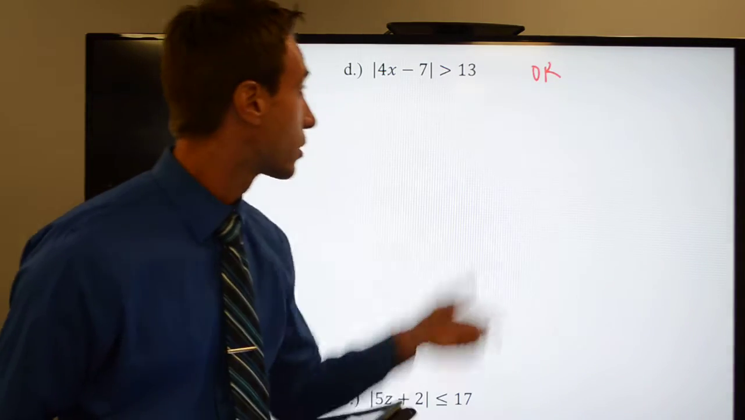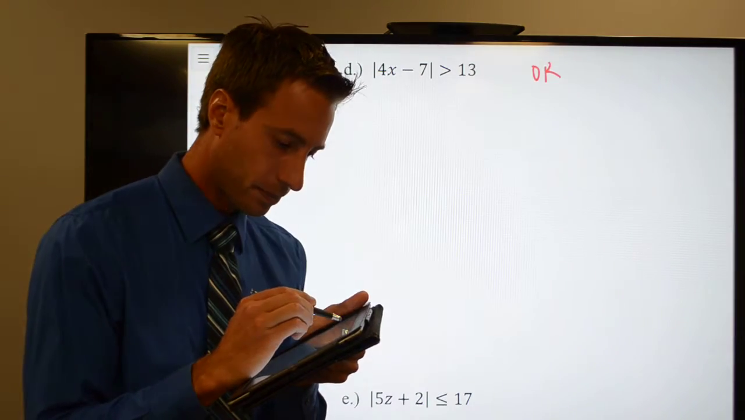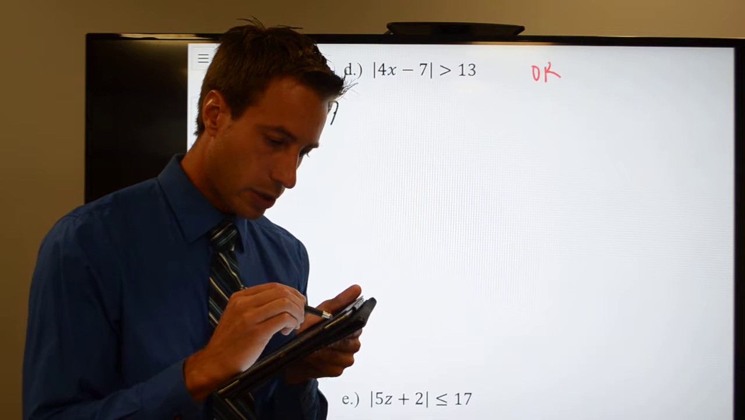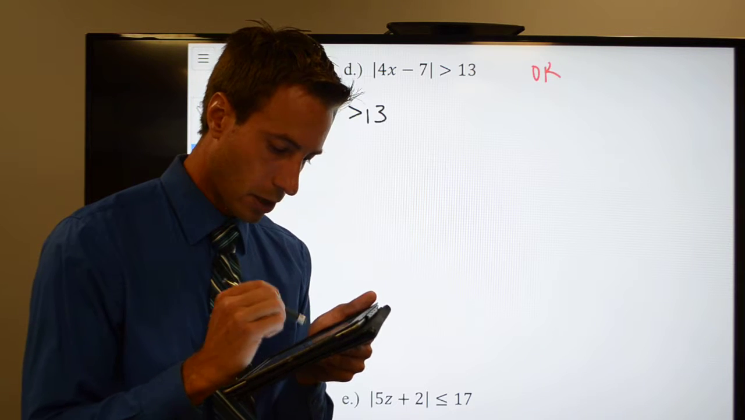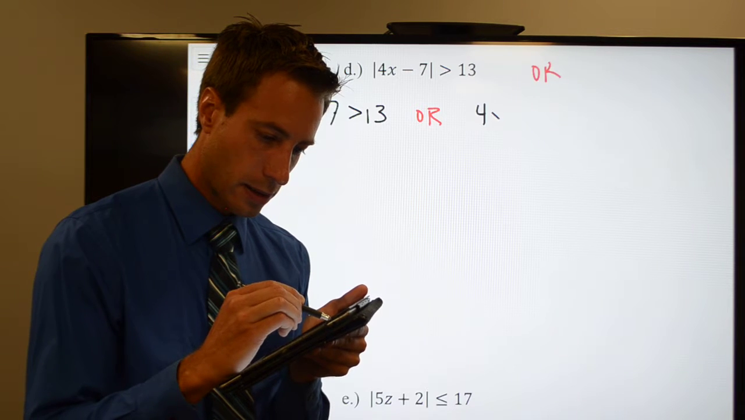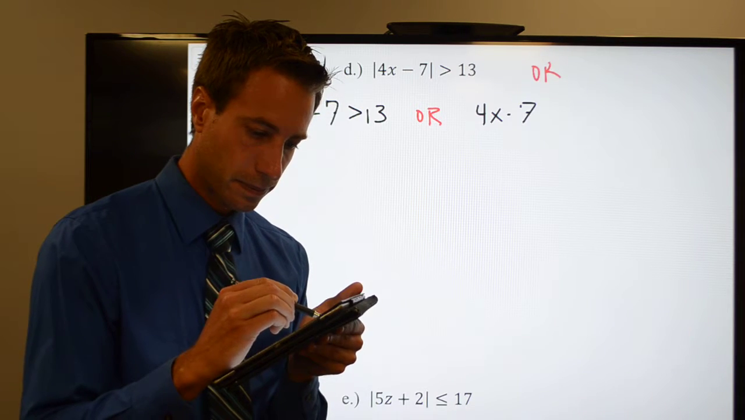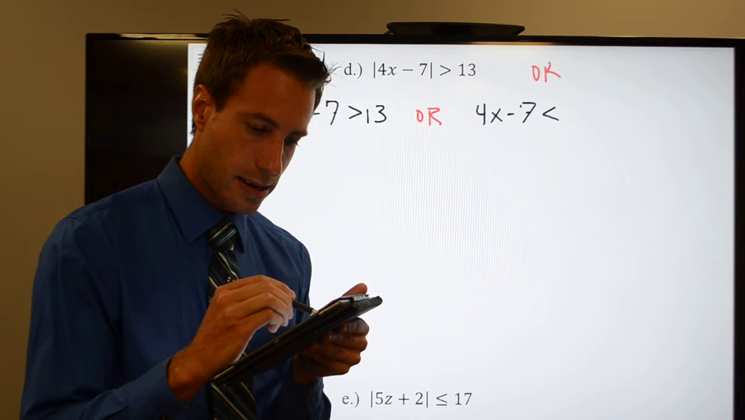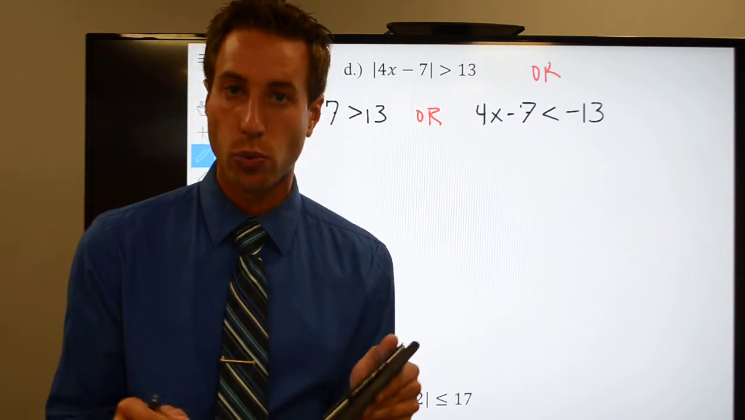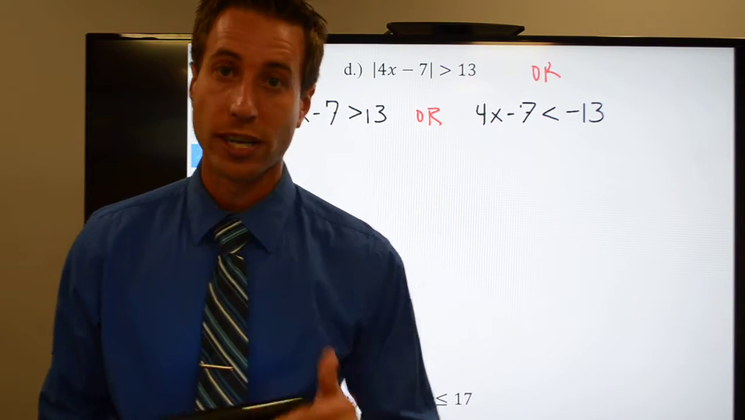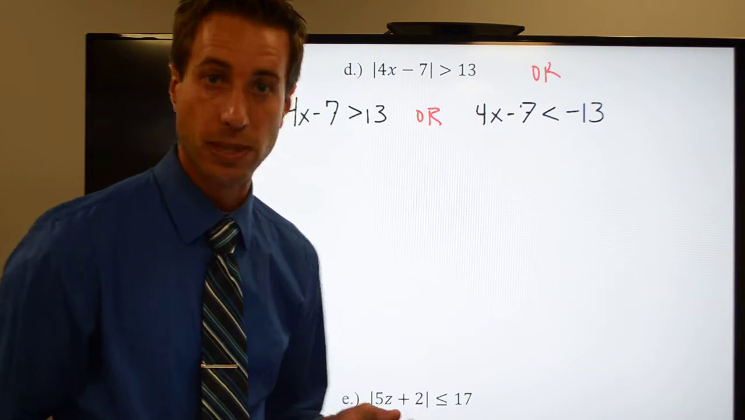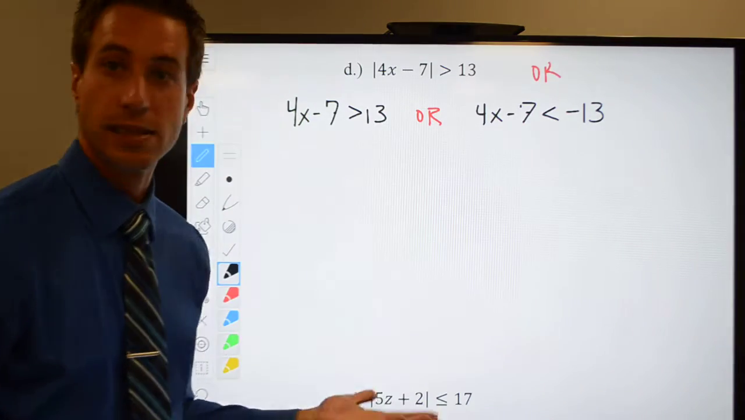Now the way that we write this is going to be taking what's inside the inequality. 4x minus 7 is going to be greater than 13, or 4x minus 7 is going to be less than a negative 13. And right away, again, I can see based on the way the inequalities are written, that these guys are going to be going in opposite directions, which is perfect. It's an or inequality. They shouldn't overlap. They should be going opposite directions. Let's solve both of these and see what we get.